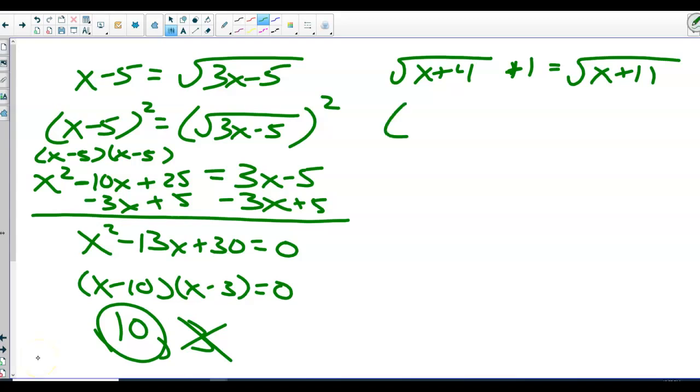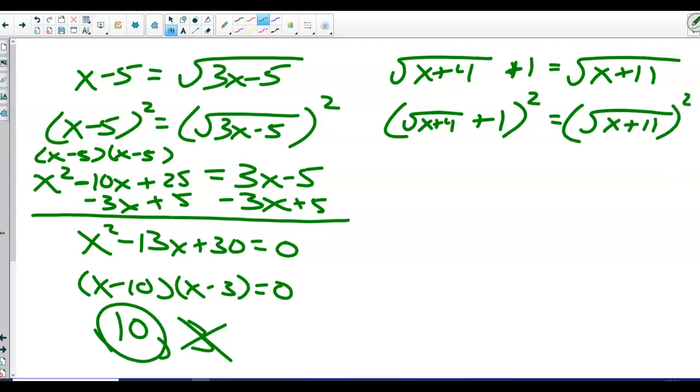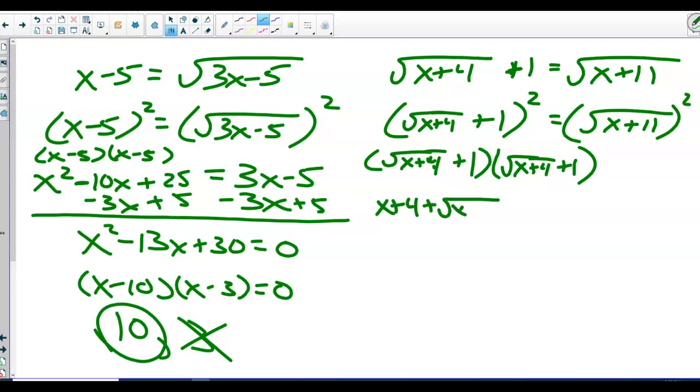So now when we have something like this, we have to square the entire sides, which means I have to square it in this fashion. So this becomes the square root of x plus 4 plus 1 times the square root of x plus 4 plus 1. And when I FOIL that out, I get x plus 4 plus radical x plus 4 plus radical x plus 4 plus 1. And now I'm going to combine my like terms. X plus 5 plus 2 radical x plus 4.